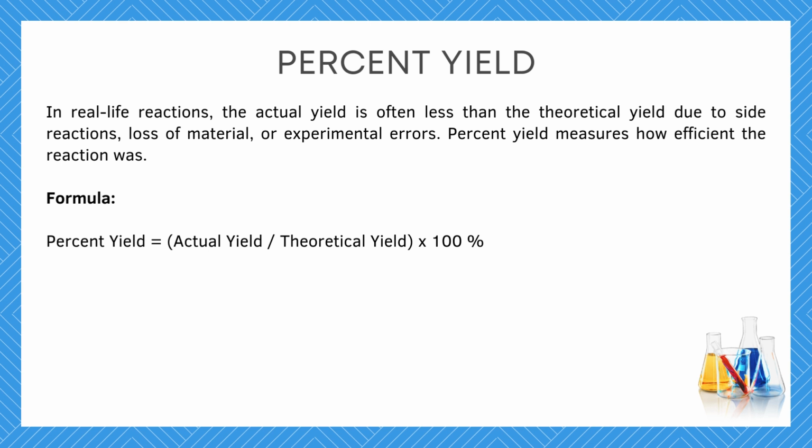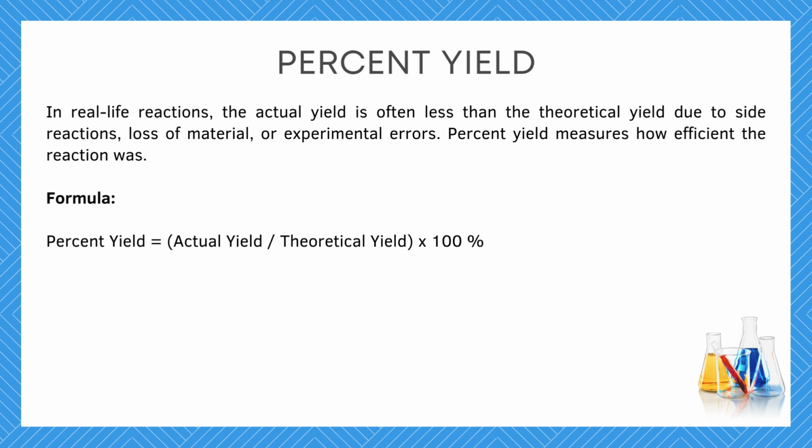But what happens at the end is that you find out that what you actually get in real life is a bit less than what you envisage that you were going to get on paper. So that is why percent yield is very important. It tells us how efficient the reaction was. It tells us how close we came to the theoretical yield. Now, to get percent yield, there is a formula. It says the percent yield is equal to the actual yield, what you got in real life, divided by the theoretical yield multiplied by 100%.